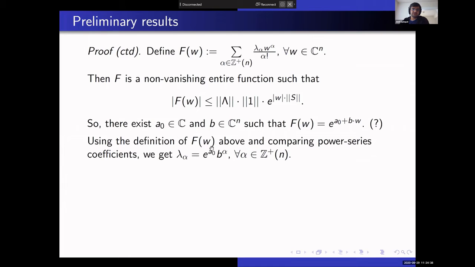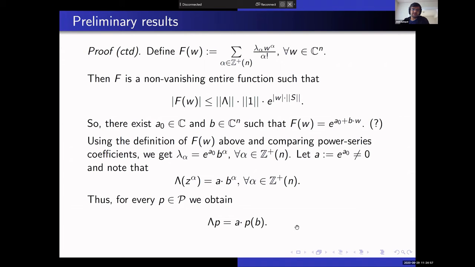Okay, so then using this definition of f of w and this thing that we got, we can compare the power series coefficients, and we obtain that lambda alpha can be given by this nice expression. So it's a constant multiple of b to the alpha. Writing it down separately, we can easily see that for every polynomial p, lambda p is then given by this expression by just taking linear combinations of this equation.